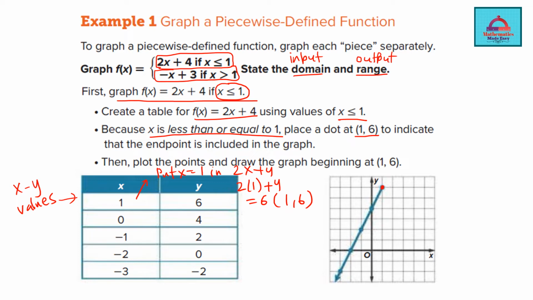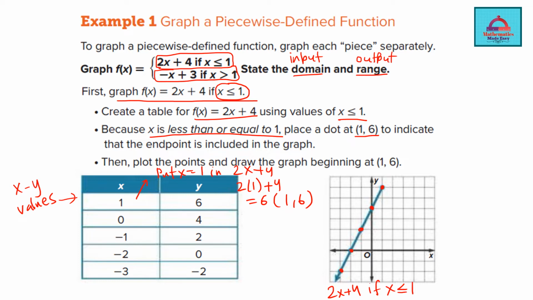Next point, x equal to 0, y is 4. Again, you are going to use substitution. So x is 0, y is 4, this point. Next point, minus 1 comma 2, this point. Next point, minus 2 comma 0, and last point, minus 3 comma minus 2. Join them with a straight line, mark the arrow. So this is the graph of 2x plus 4 if x is less than or equal to 1.